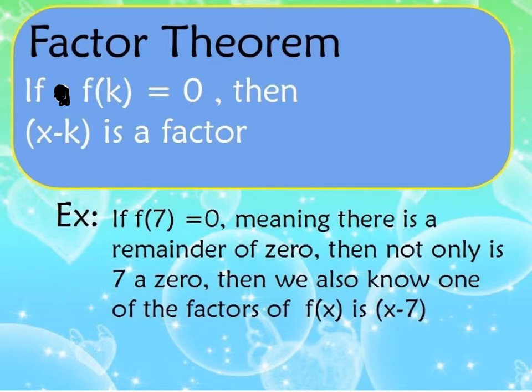Okay, so for example, if they give me some polynomial function and I do f of 7, so I plug 7 in for x, I go through it all, simplify it, and I get a 0. Okay, so that means there is a remainder of 0, meaning that it divided nicely. And so if it divided nicely, then I know that 7 is a 0 to my function. And if 7 is a 0, then I know one of the factors would be x minus 7. Okay, that's an important concept. Star that. That's an ugly star, but you know, star it. We're going to come back to that a bunch, that concept.